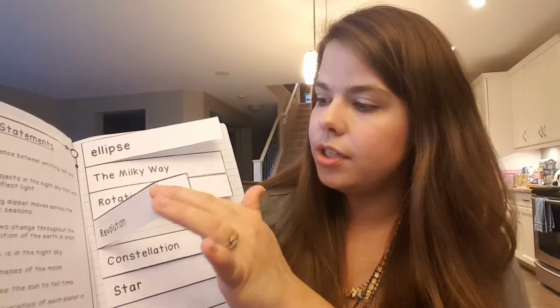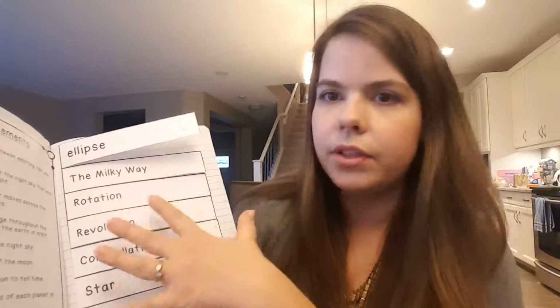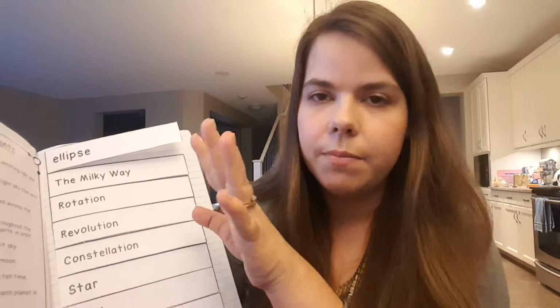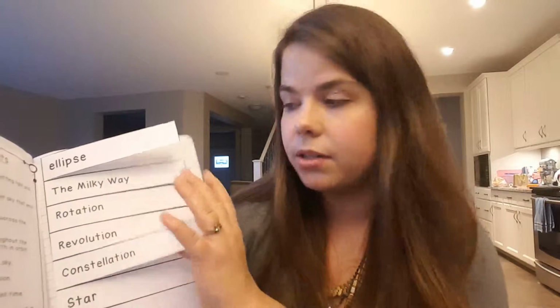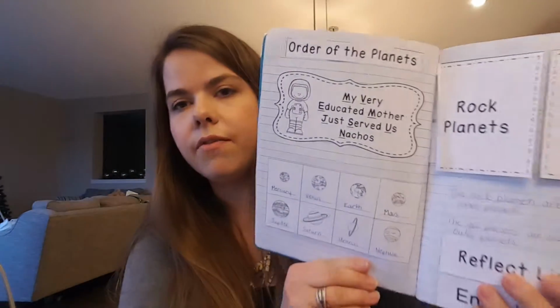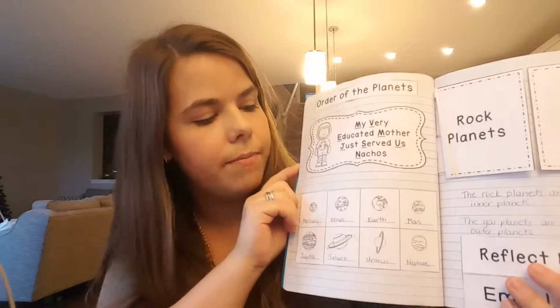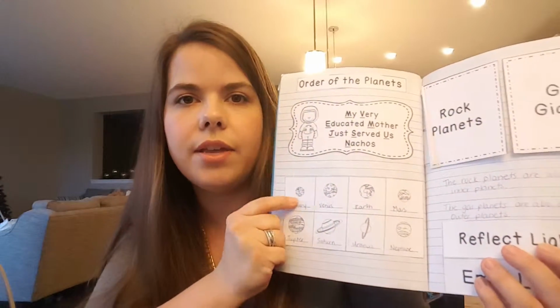The next page is just a definitions page with some flaps, so there's the word here, and then the definition goes underneath, and all the definitions are actually on the PDF file, so you don't have to come up with these by yourself. The next page is just introducing the order of the planets. There's this nice little saying to help the kids remember the order of them, and then the pictures, and they can write down the order on there.